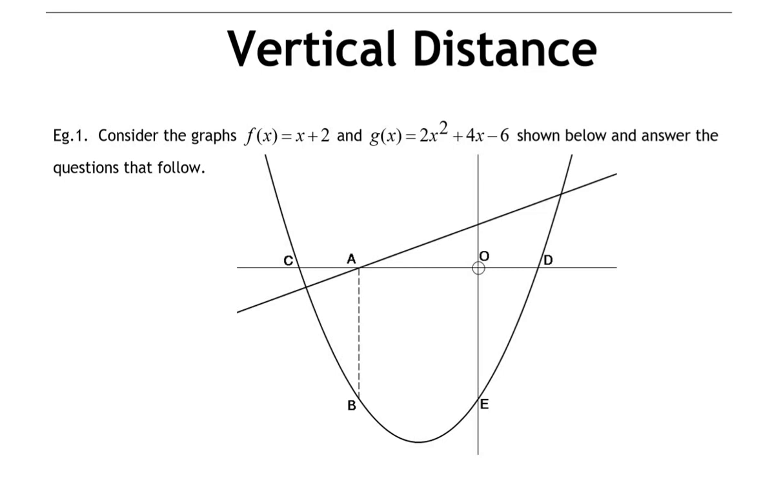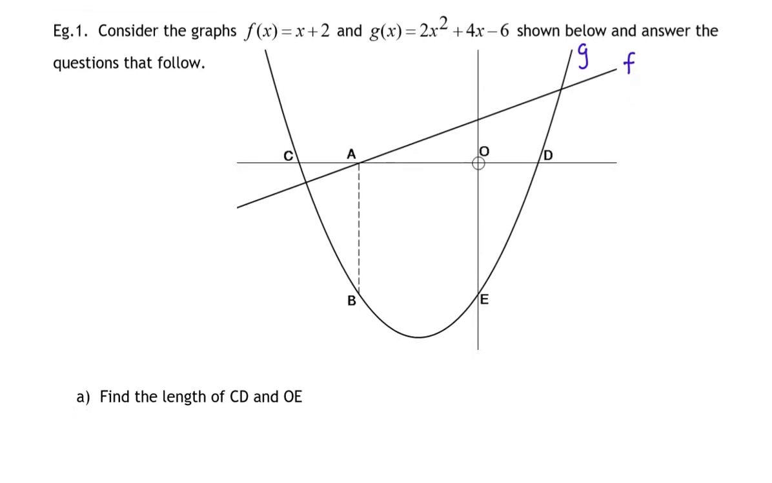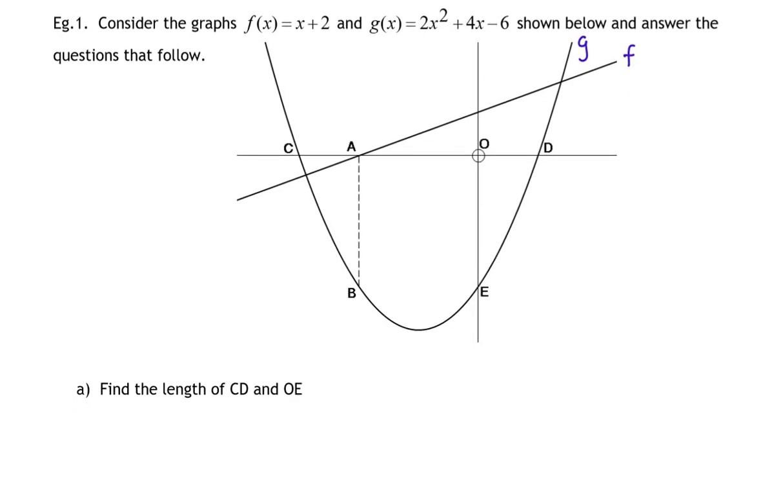So this question says, consider the graphs of f of x, which is equal to x plus 2, so that must be the straight line, and g of x, which is 2x squared plus 4x minus 6. Answer the questions that follow. Okay, so the first question I've got here isn't actually a vertical distance, it's a horizontal distance, because the question says, find the distance from C to D.